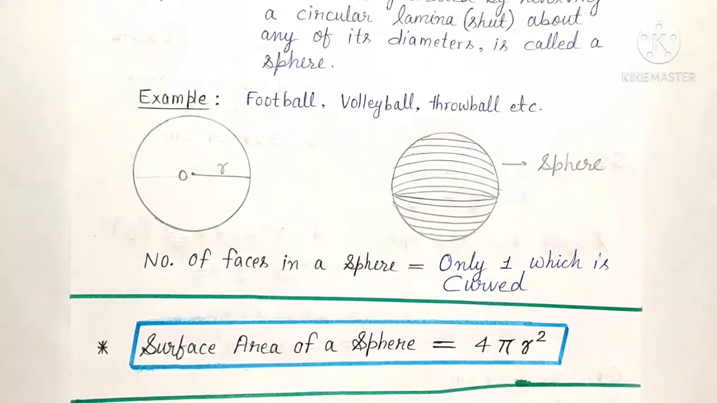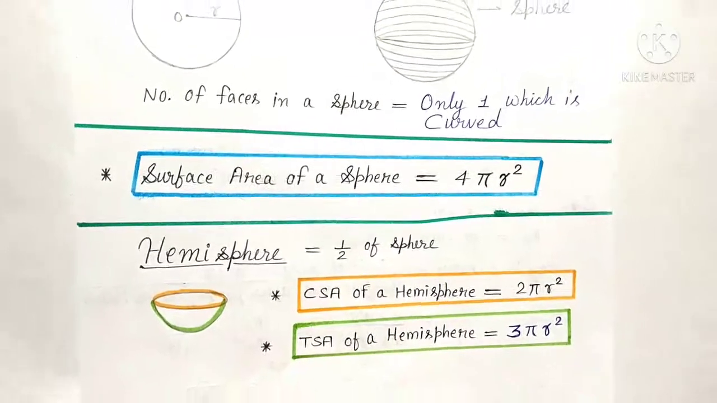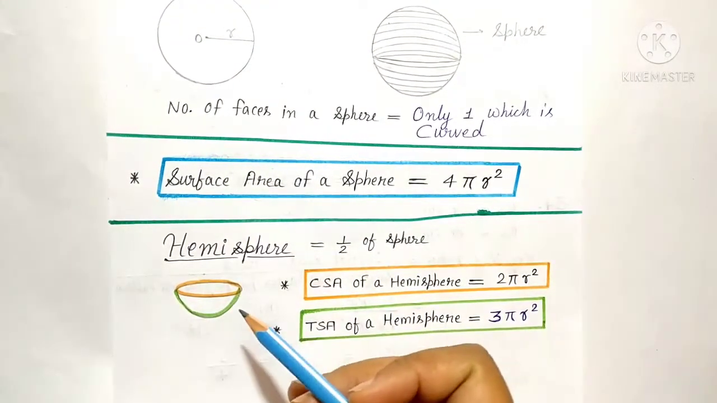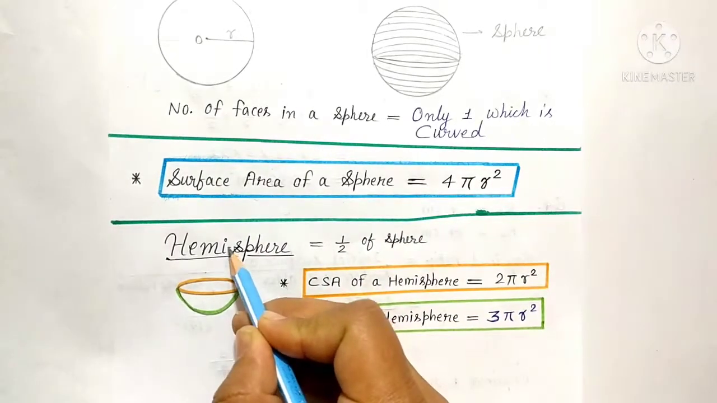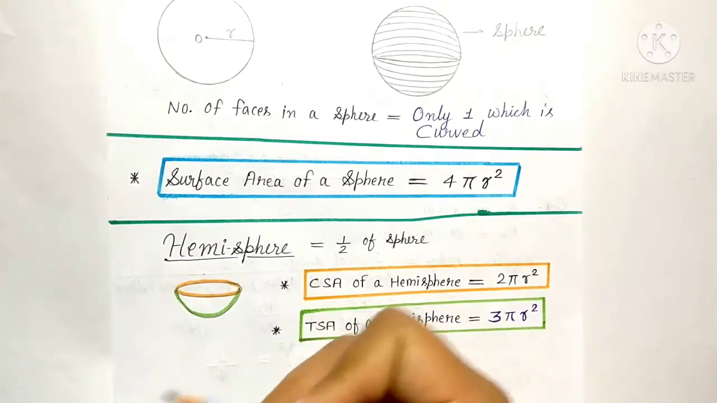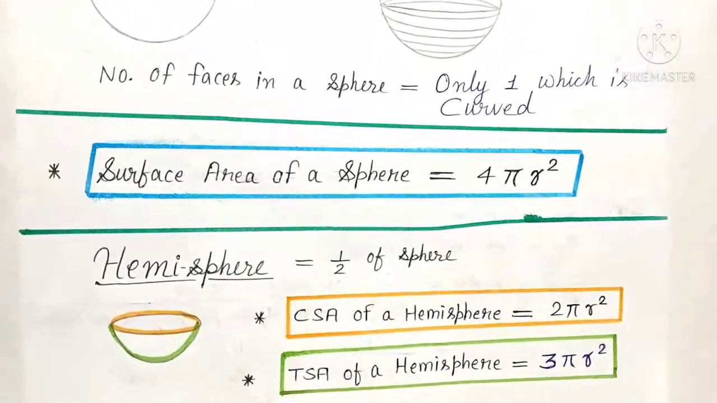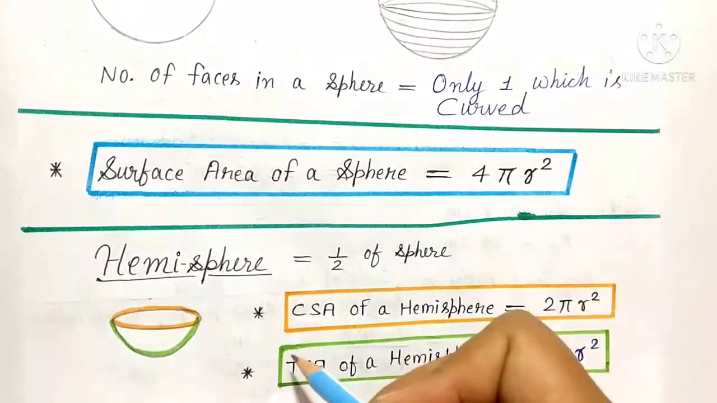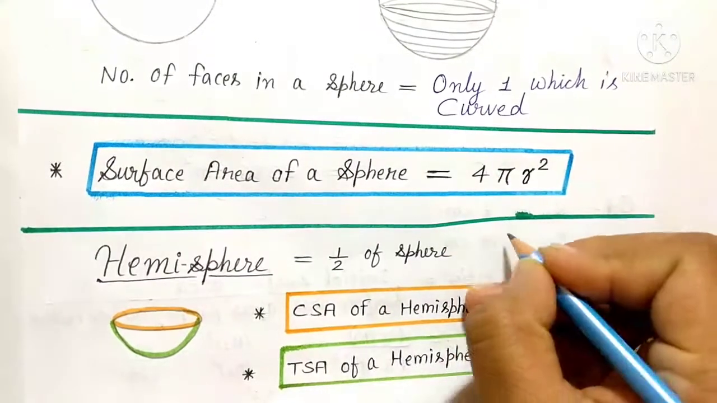Now we will talk about hemisphere. Just check here, what is a hemisphere? Here I have made a hemisphere. It is like a bowl, or you can say it is just half of the sphere. A hemisphere means just half of the sphere, so I have written also 1 upon 2 of a sphere. As we have learned, the surface area of a sphere is 4 pi r square. So what is the surface area of a hemisphere? Just half of it. What is the half of 4? What is the half?